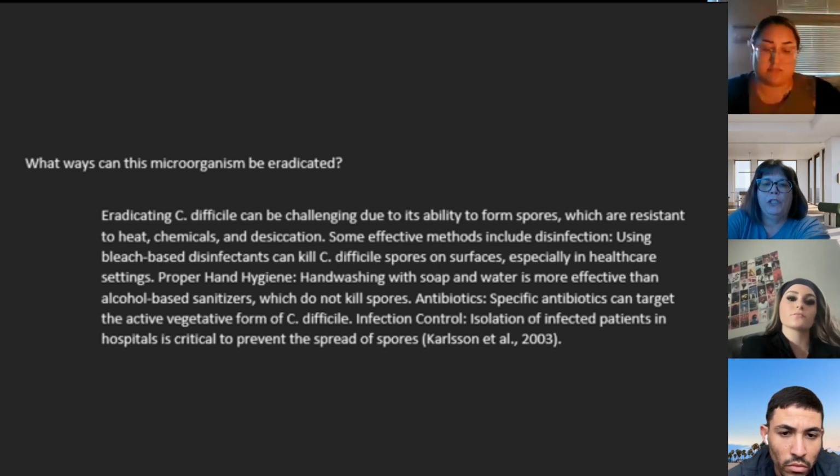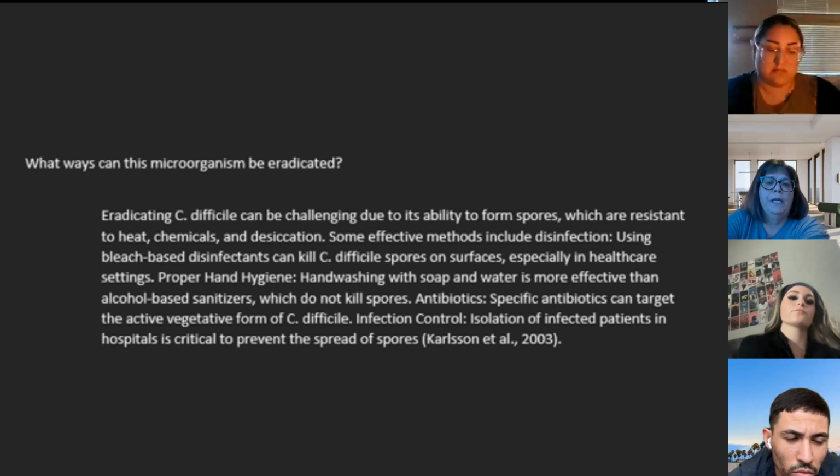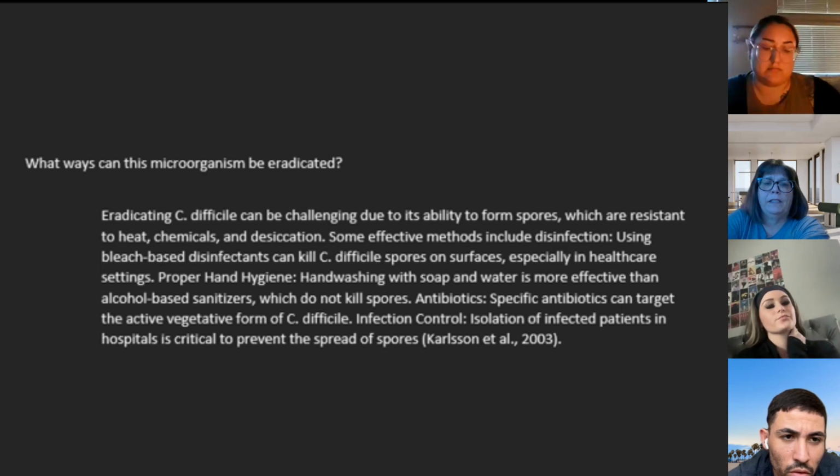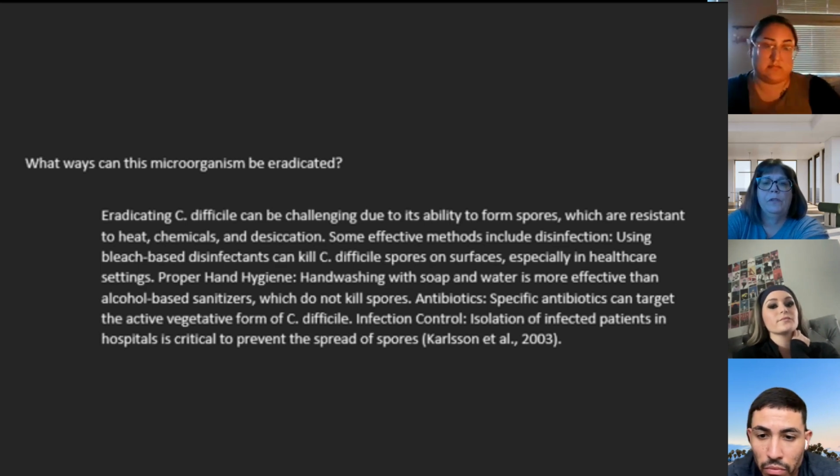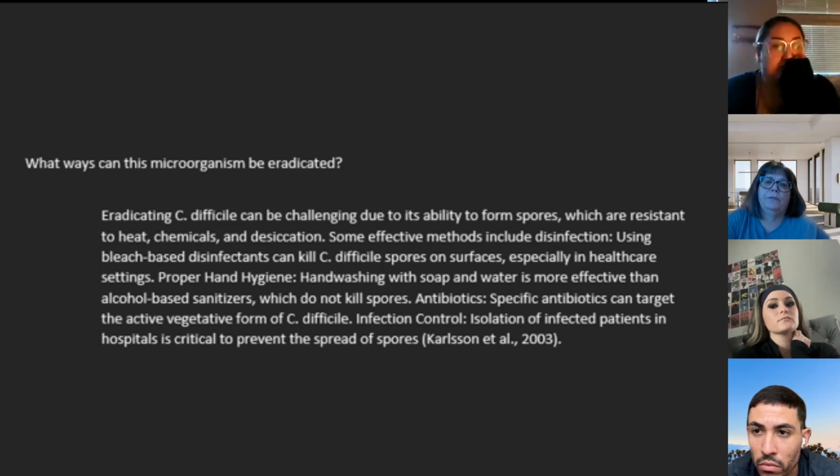Proper hand hygiene, washing with soap and water, is more effective than alcohol-based sanitizers, which do not kill spores. Specific antibiotics can target the active vegetative form of C. diff. Infection control, meaning isolation of infected patients in hospitals, is critical to prevent the spread of spores.